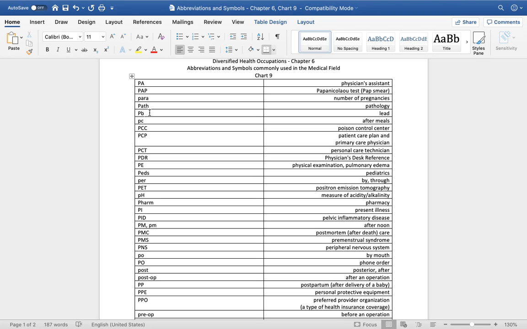Pb, this is lead. Lead is a heavy metal. It's an element from the periodic table. It's toxic to humans in just about any level. It doesn't have to have a very high concentration to become problematic. What it does is it builds up in your nervous tissue in your extremities and it disrupts your normal body systems. PC means after meals, like if you remember AC, before meals, PC is after meals, kind of like post, right? P for post.